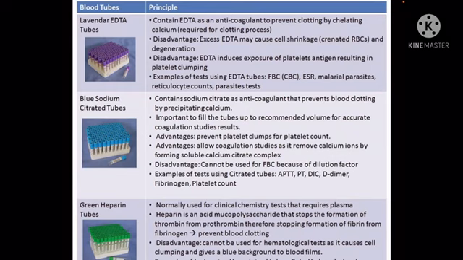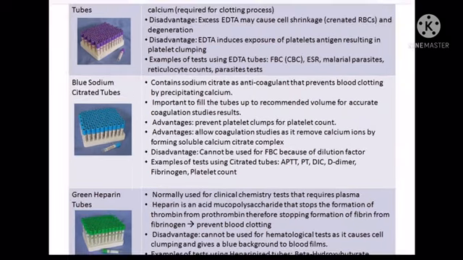The disadvantage of this is that an excess amount of EDTA can cause cell shrinkage and degeneration. Another disadvantage is that EDTA induces exposure of platelet antigen, resulting in platelet clumping. We use the EDTA tube for CBC, ESR, malaria parasites, reticulocyte count, and parasite tests.